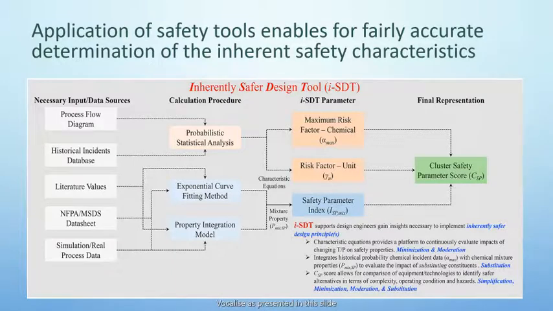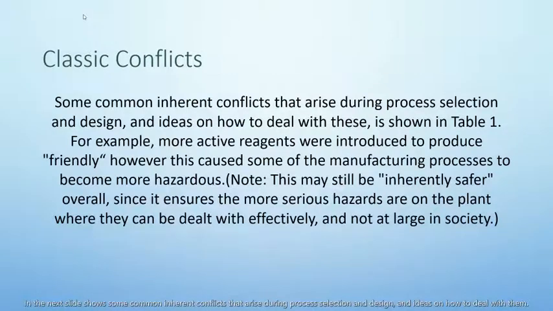Inherent safety characteristics can be determined by the application of safety tools, as can be seen from the diagram below. Example 1 in the next slide shows some common inherent conflicts that arise during process selection and design, and ideas on how to deal with them.